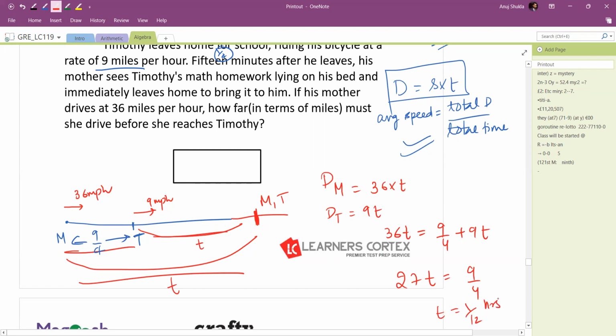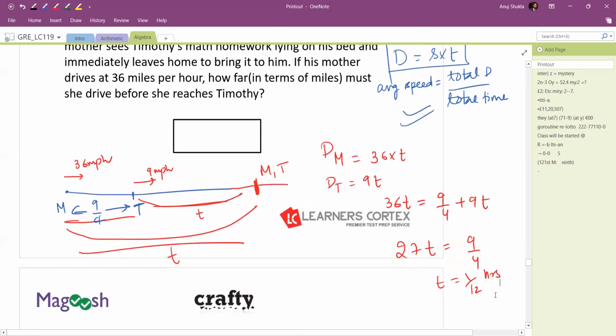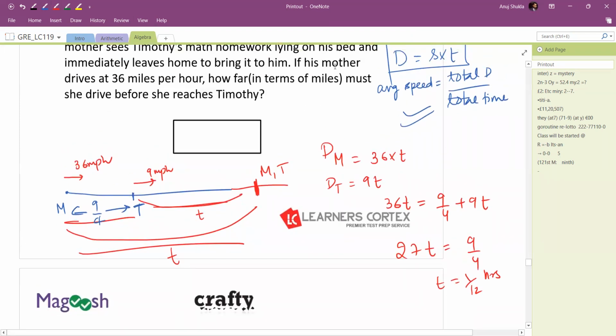If t equal to 1 by 12 hours, what are they asking? If his mother drives at 36 miles per hour, how far must she drive before she reaches Timothy? Means they are asking about this distance. This distance is how much? 36t means 36 into 1 by 12, that is 3 miles. Understood? If you have any doubt, you can ask.